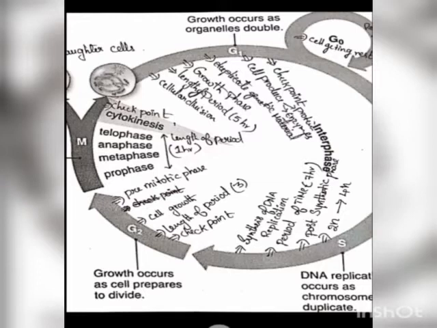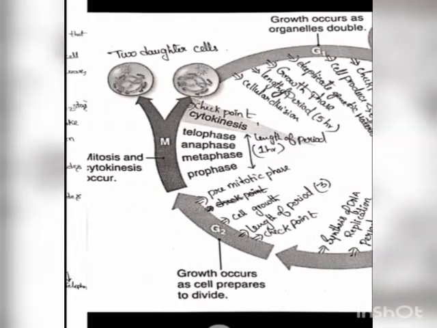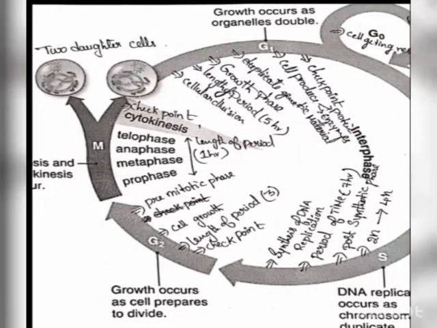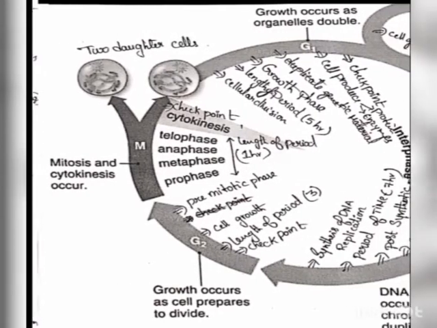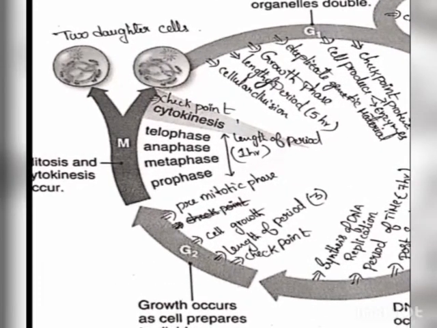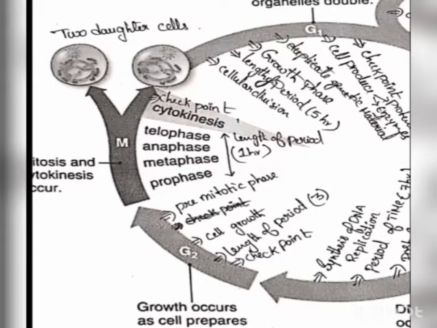Next is the G2 phase, a pre-mitotic phase where cell growth and cell replication occur, and the length of the period is 3 hours. And here we will see the M phase. The M phase includes mitosis and cytokinesis. In mitosis we will see prophase, metaphase, anaphase and telophase. After that cytokinesis occurs and it produces the two daughter cells.